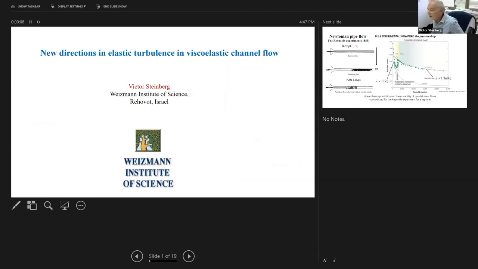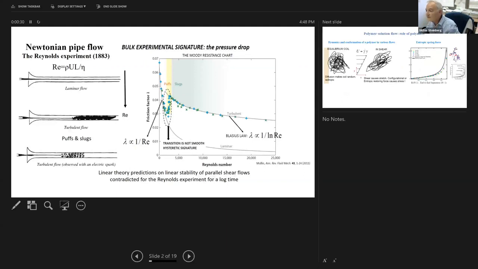Okay, good. Unfortunately, I started later, but I will speak about new directions in elastic turbulence and viscoelastic channel flow. Elastic turbulence means that Reynolds number is small, much below 1, and Weissenberg number is large. Therefore, it's a different regime. But I will start with Newtonian fluid because I will speak later on about viscoelastic flow in parallel shear flow.